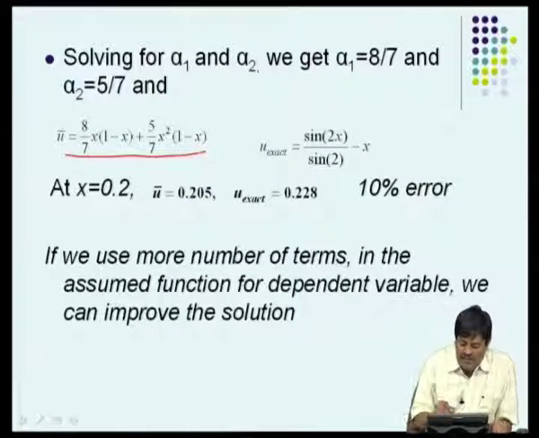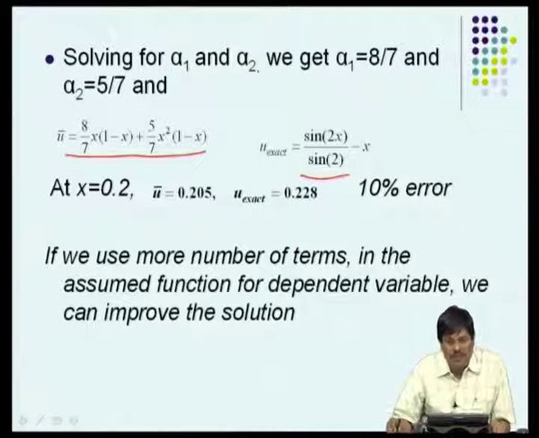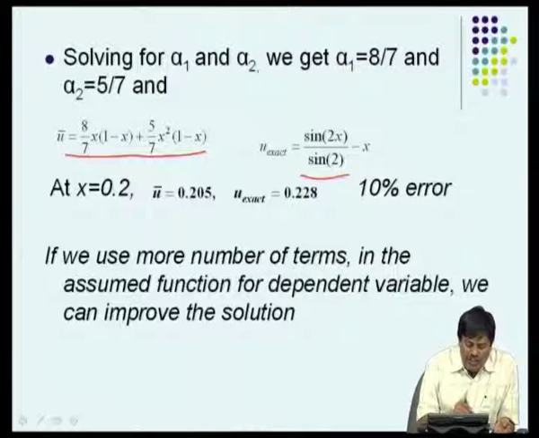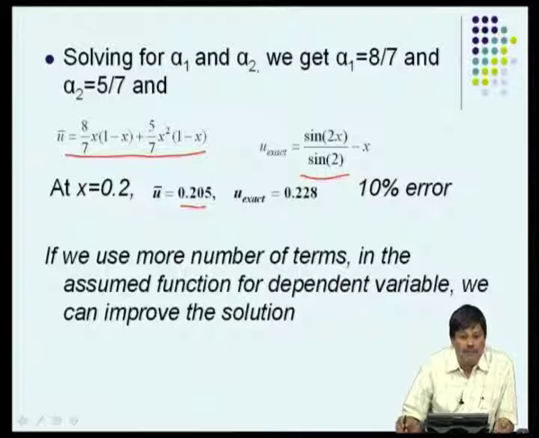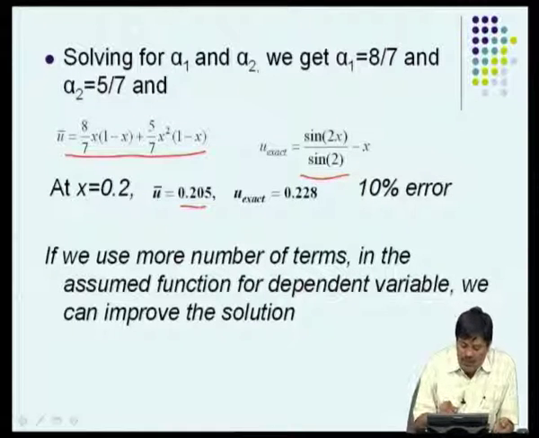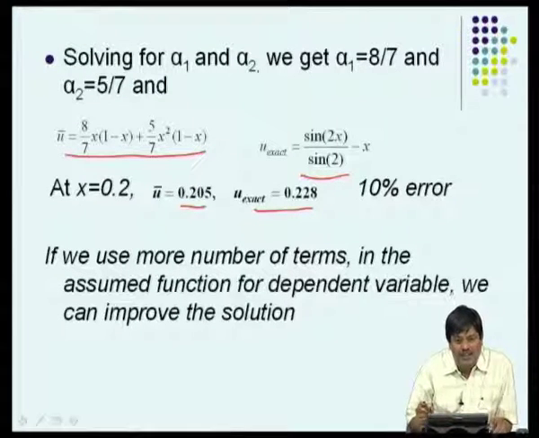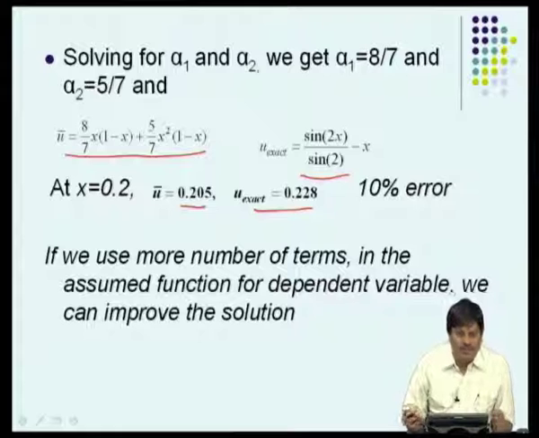The u exact is given by this. Let us compare. How do we compare? We have to substitute the value of x at some point in both these solutions and find out what value of u we get. At x equal to 0.2, u bar is given by this value, 0.205, and u exact is given by 0.228. We find that there is 10% error, not a bad thing considering we only considered 2 terms.